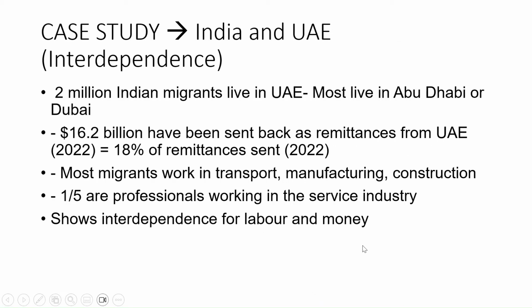Another similar case study would be Indian migrants who go to the UAE. Currently, there are about 2 million Indian migrants living in the UAE, in places like Abu Dhabi or Dubai. In 2022, $16.2 billion was sent back as remittances from the UAE, and this accounted for 18% of remittances sent in 2022. So you can see how 16.2 billion is a lot of money. It doesn't come from nowhere, and it shows the scale of the interdependence.